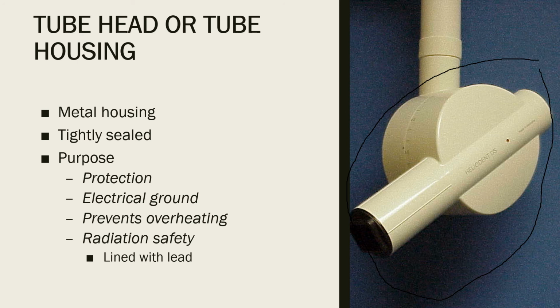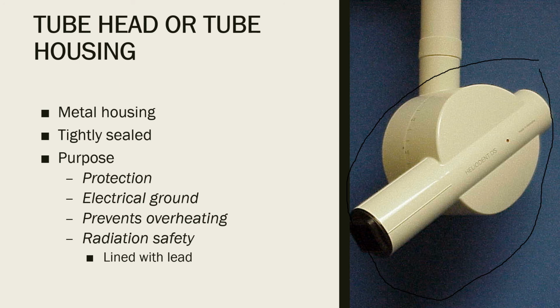So the main purposes of the metal housing or the tube head is for the protection of the X-ray tube. So this protects the X-ray tube from damage. Electrical ground. So this grounds high voltage components to prevent shock. The tube head also prevents overheating because the tube inside the tube head is surrounded with oil or gas to absorb the heat created during X-ray production.